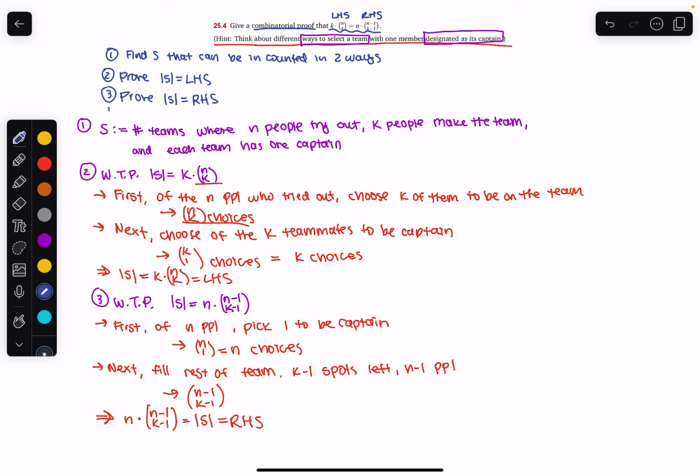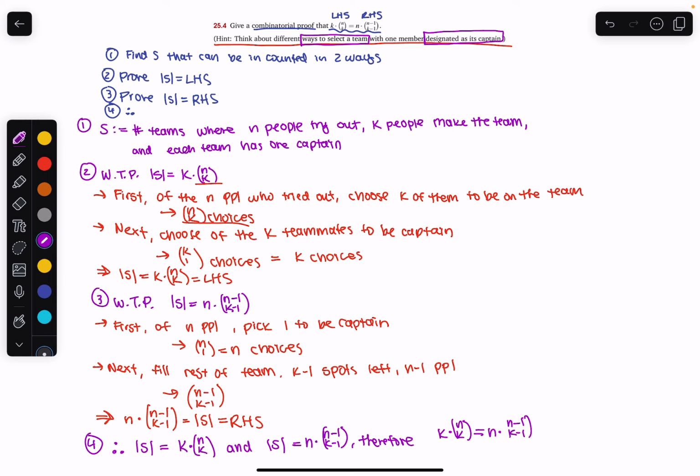And then our secret fourth step is our conclusion. Very important to summarize your thoughts. So therefore, the size of S is equal to the left-hand side, which is k times n choose k. And the size of S is equal to the right-hand side, which is n times n minus 1 choose k minus 1. Therefore, by the transitivity of equality, this identity holds: k times n choose k is equal to n times n minus 1 choose k minus 1. And then whatever QED symbol you want.